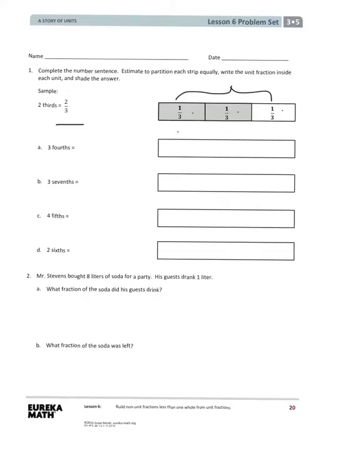3/4. We need to split our strip into 4 equal pieces. In each part, I will write the unit fraction, 1/4, in each part. We now need to shade 3/4. 1, 2, 3, and write the fraction form of the shaded part, 3/4.